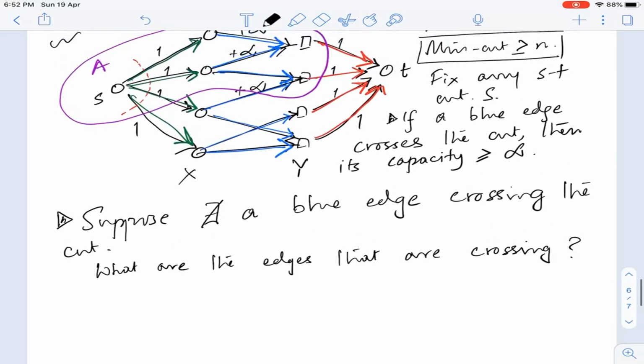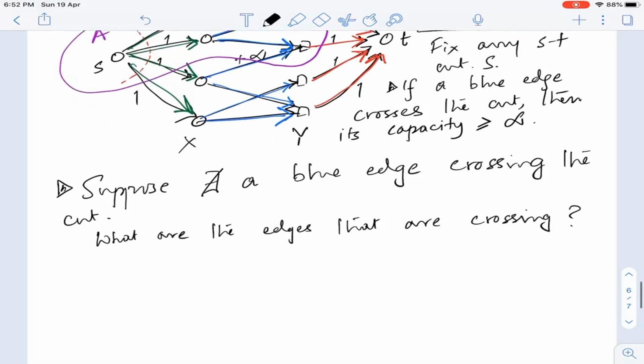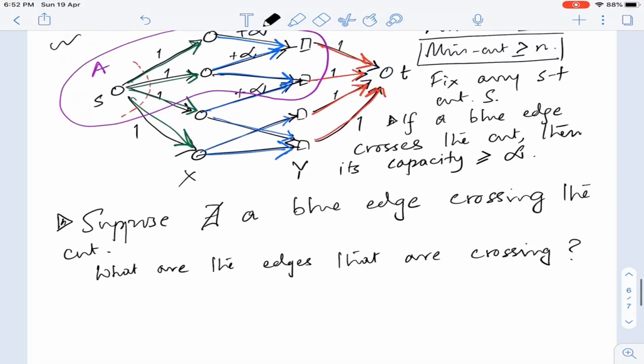Okay. So I claim that there are two categories of edges. Of course, they have to be either green or red because there are no blue edges crossing this cut. Yeah, that's the category of cut that I'm looking at. But how do the green and the red edges look?